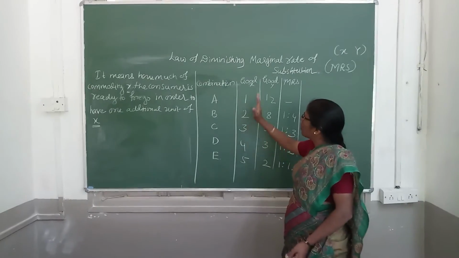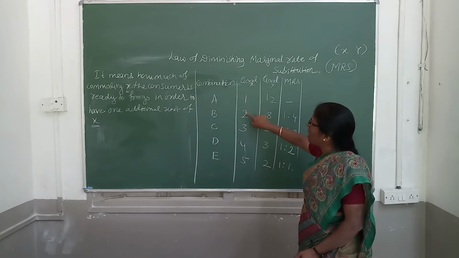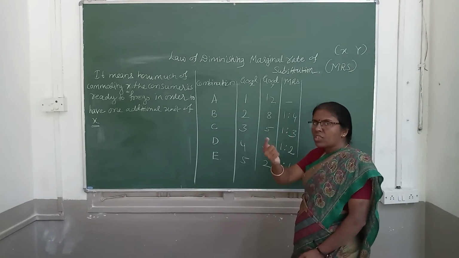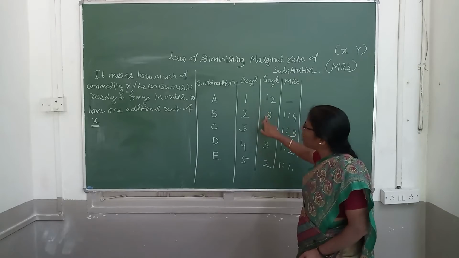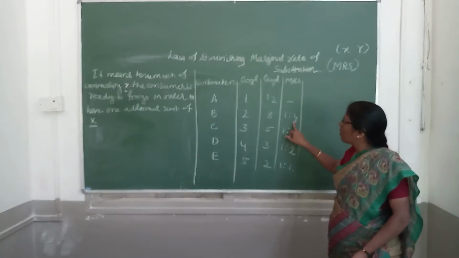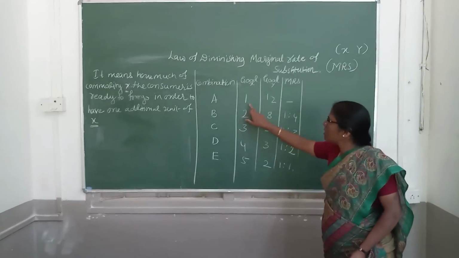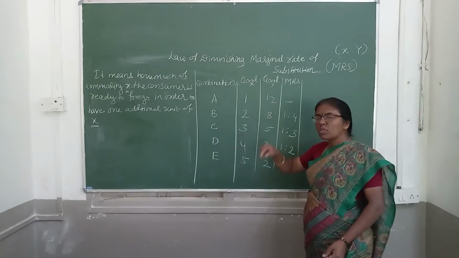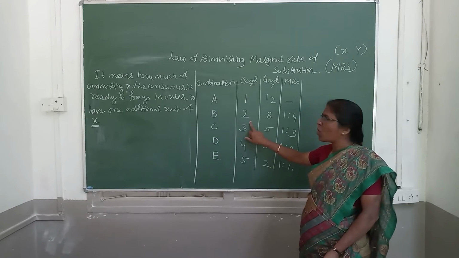Okay. So see here, if he wants to purchase one extra unit of X, 1 to 2, how much does he have to give up here? 12 to 8. What is the difference, students? 4 is the difference. So what does it mean? 1:4. Is it clear?